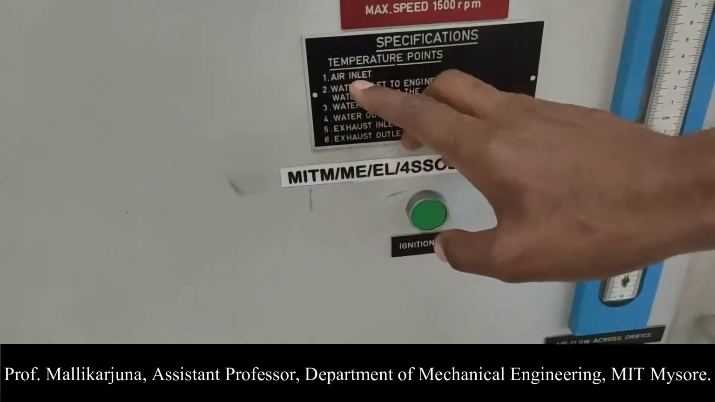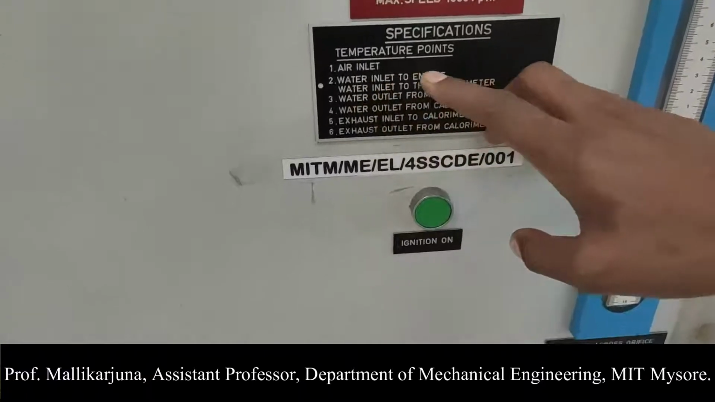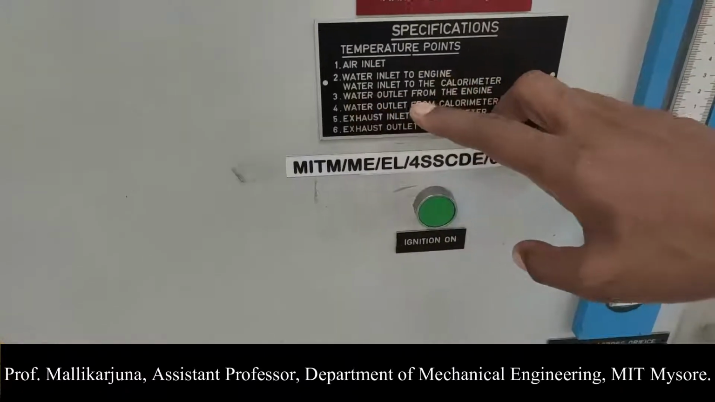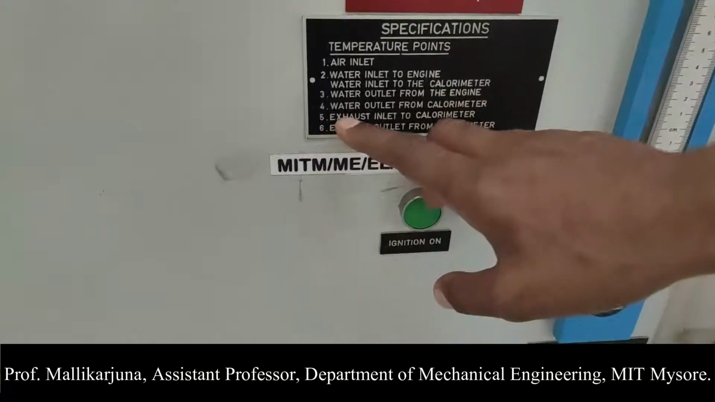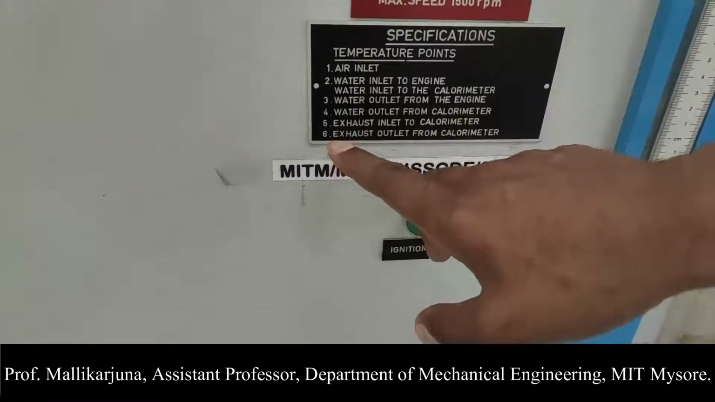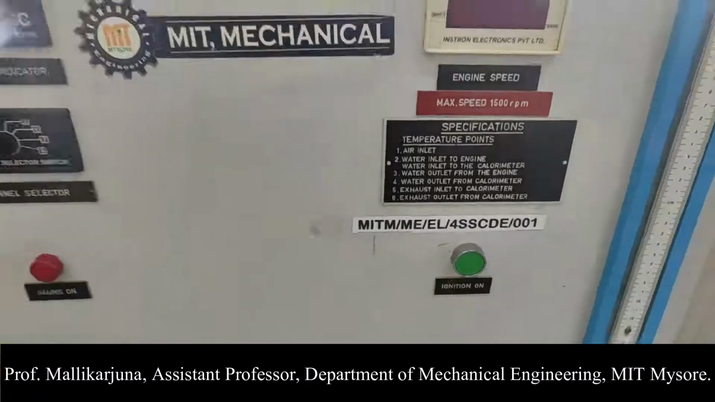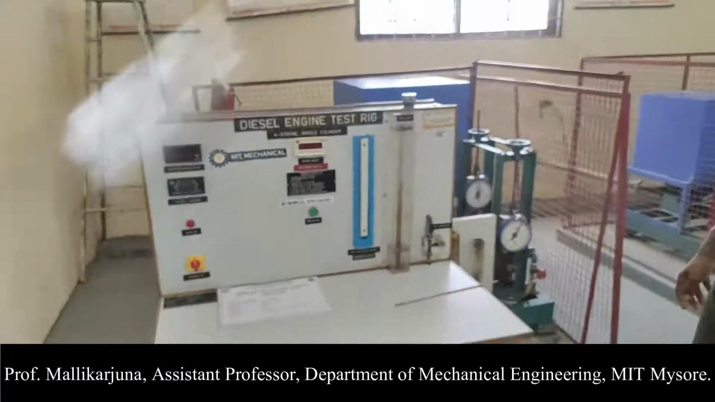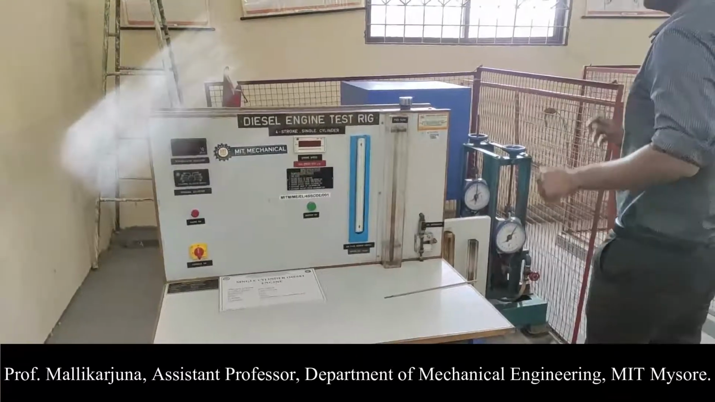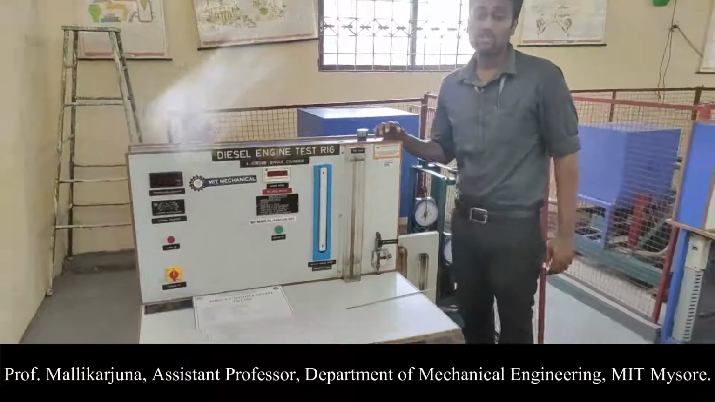T1 is the air inlet, T2 water inlet to the engine, T3 water outlet from the engine, T4 water outlet from calorimeter, T5 exhaust inlet to calorimeter, T6 exhaust outlet from the calorimeter. All these things are the thermocouple notations. So this is what is related to the performance of the engine.